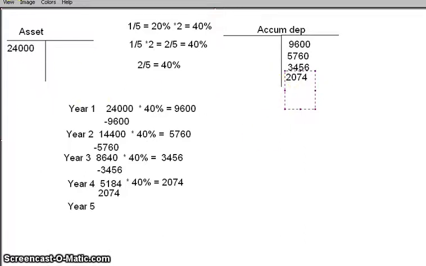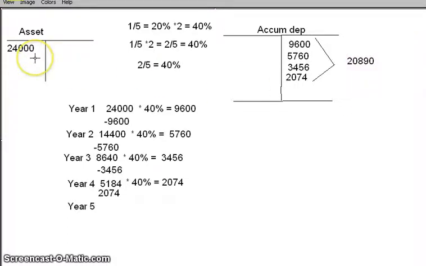Once you add all of these up, if you add together the 9,600, the 5,760, the 3,456, and the 2,074, what you've got so far is 20,890. So that's where you are right now.